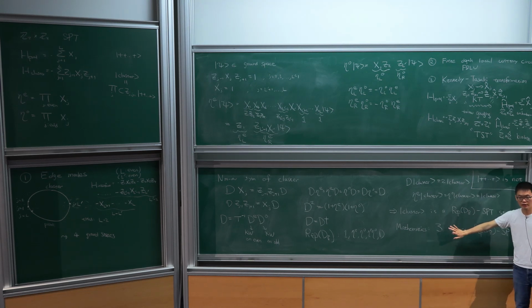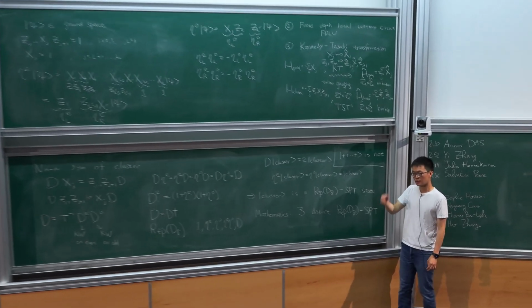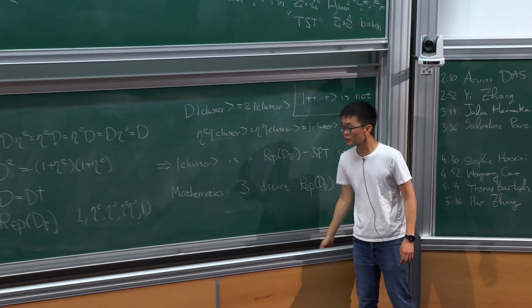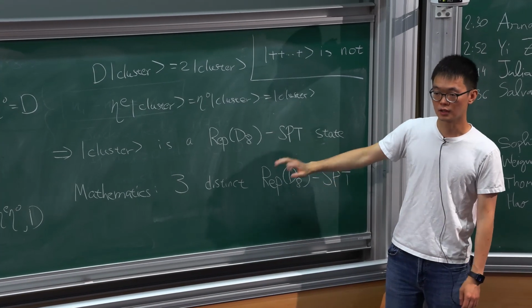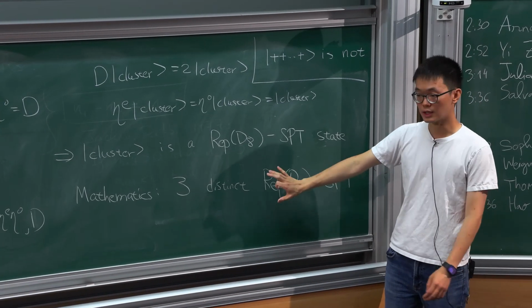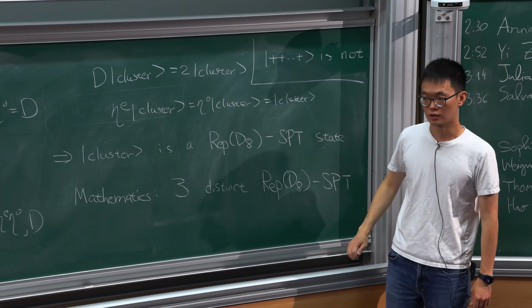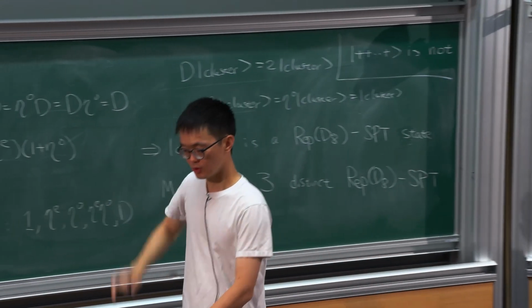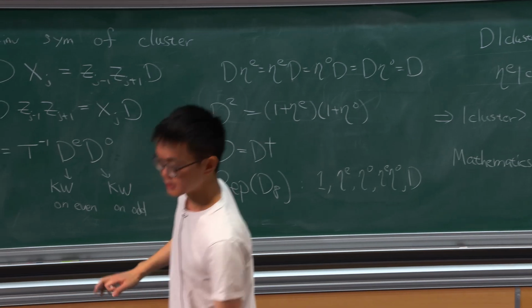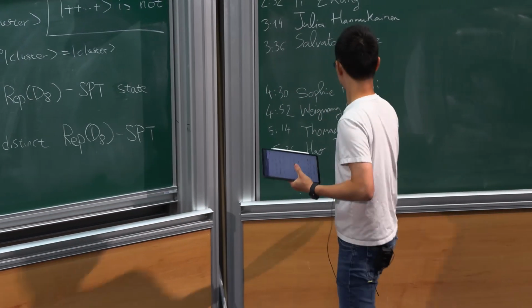So in math, it was actually known that there are 3 Rep D8 SPTs, and Yifan and Ryan also had a paper in the field theory context describing the 3 Rep D8 SPTs. And in the remainder of the lectures, I will try to describe these 2 other SPTs on the lattice. And the moment we have 2 other SPTs, we can compare them. And that's the fun part.